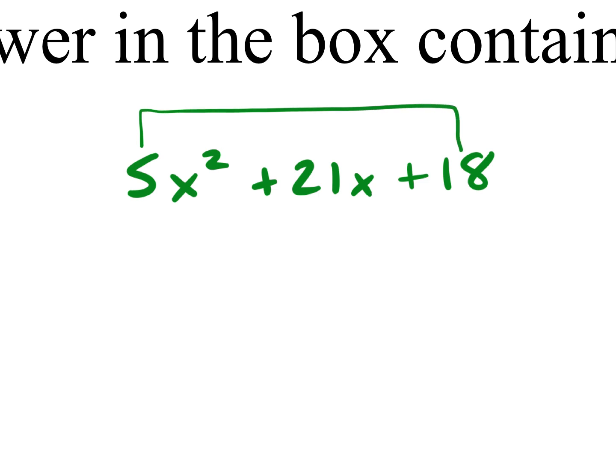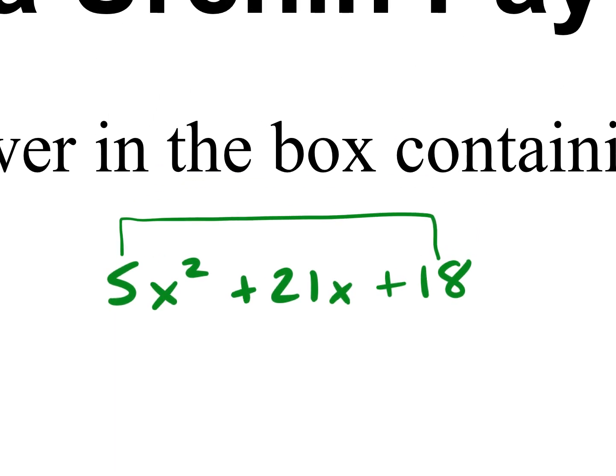What is 5 times 18? Write it down. 18 times 5. 5 times 8 would be 40. Awesome. 90. Now we want to ask ourselves, what are 2 factors of 90 that add to 21?